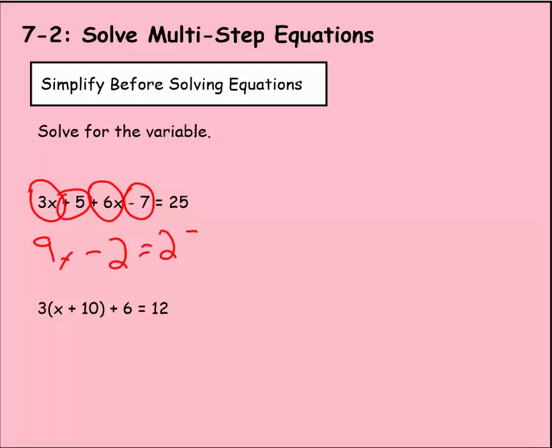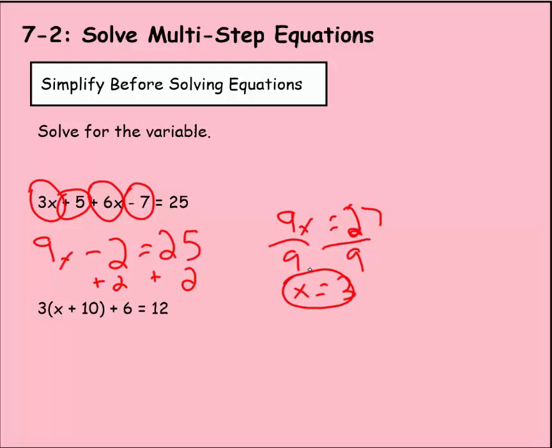and that would equal 25. Add 2 to both sides to get rid of the 2, which leaves us with 9x equals 27. Divide both sides by 9, so x would equal 3. So we solved for the variable.